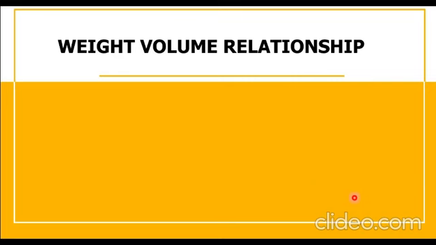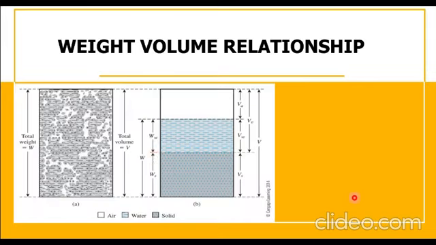We're going to discuss all about the weight-volume relationship of soil first. First, this is a microscopic view of the soil. So if we're going to look at the soil, it is composed of solid. So these are soil solids or soil particles, and the white spaces here are what we call void spaces, which can be occupied by water or air.